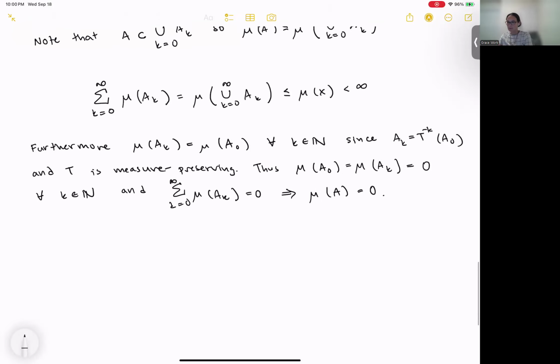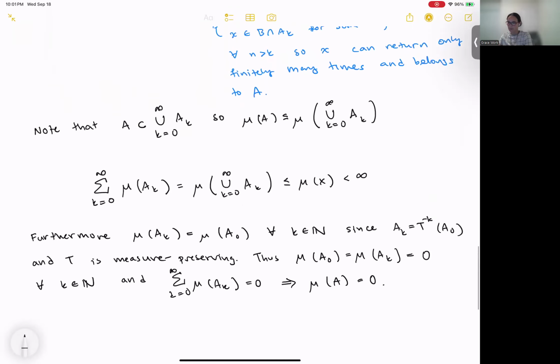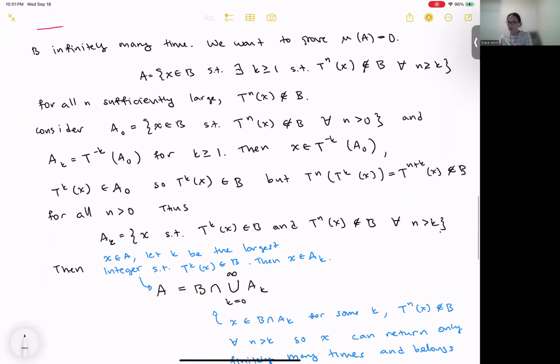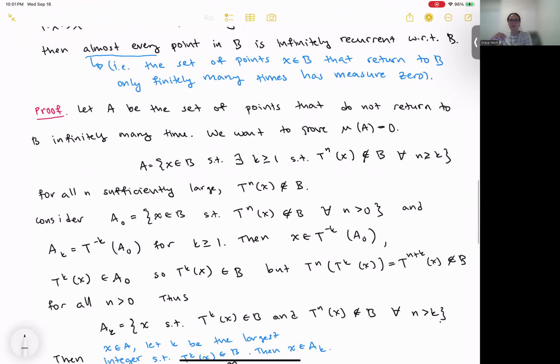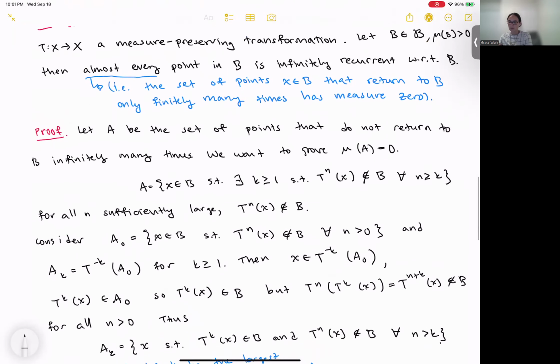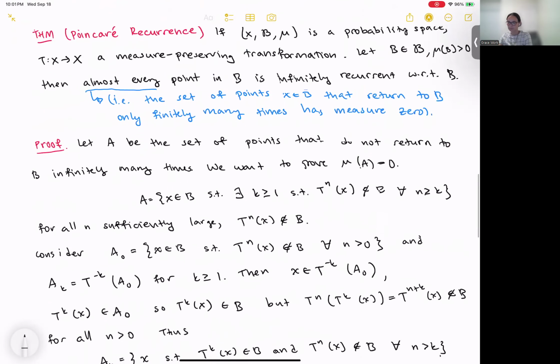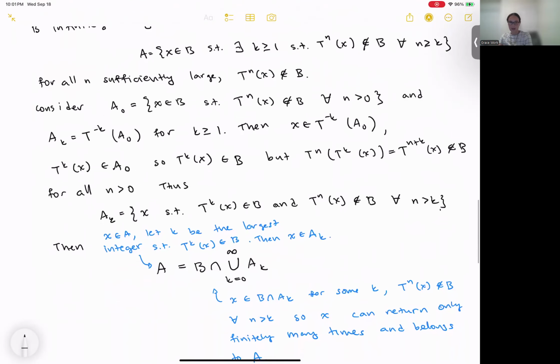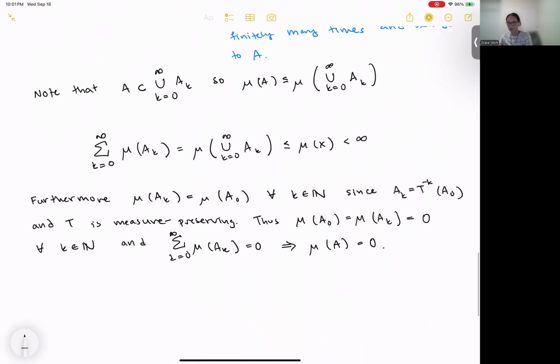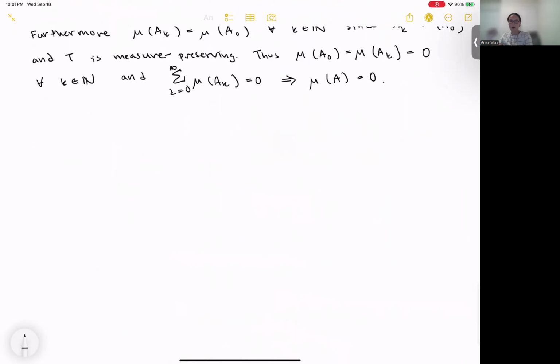So the set of all points that do not return infinitely many times, so they return only finitely many times, or 0, has measure 0. Therefore, almost every point in B is actually infinitely recurrent with respect to B. So that's the idea for our Poincare recurrence. Let's move on to ergodicity.